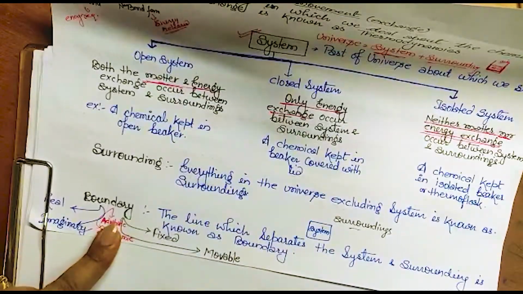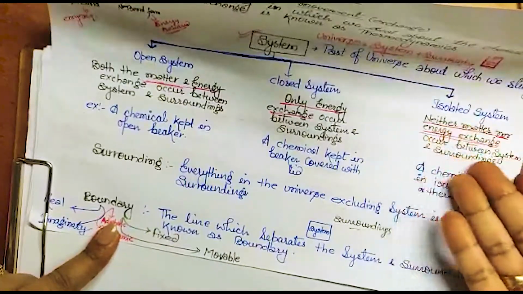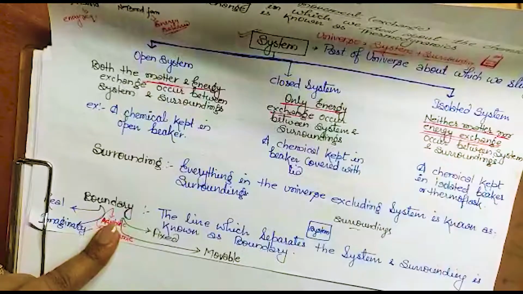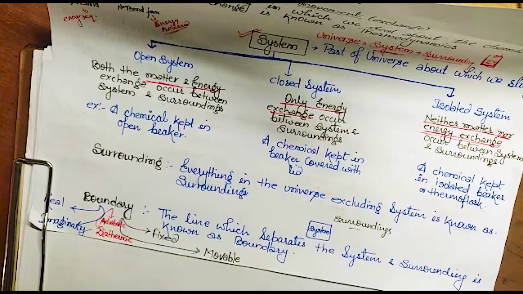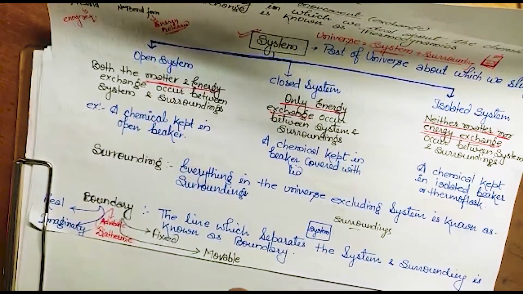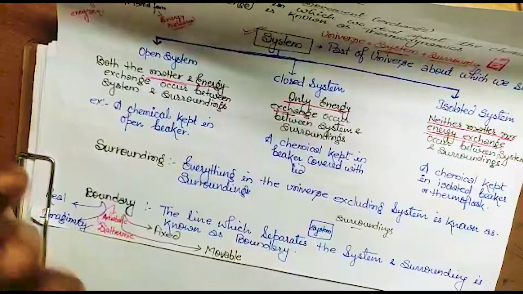Adiabatic means no heat transfer, like isolated or insulated. There was no heat transfer. That means the heat will neither transfer from the system to the surrounding, nor from the surrounding to the system. So that is called adiabatic. That means there will be no heat exchange.